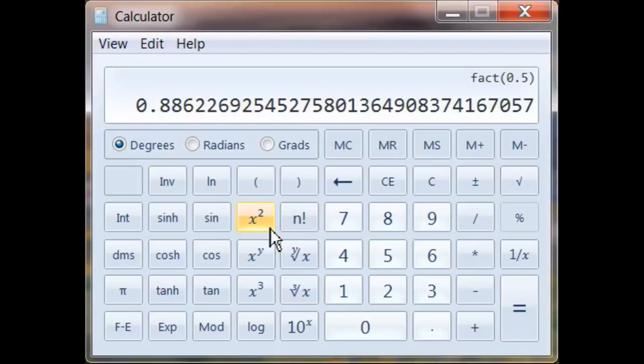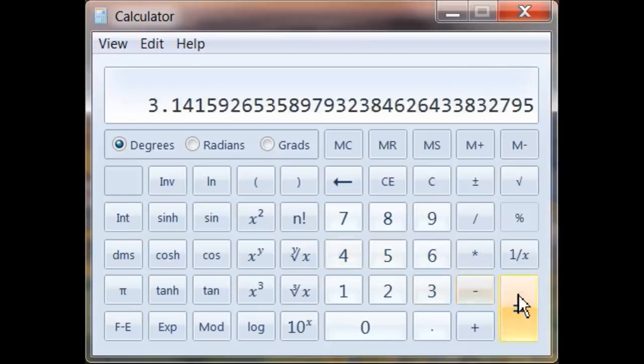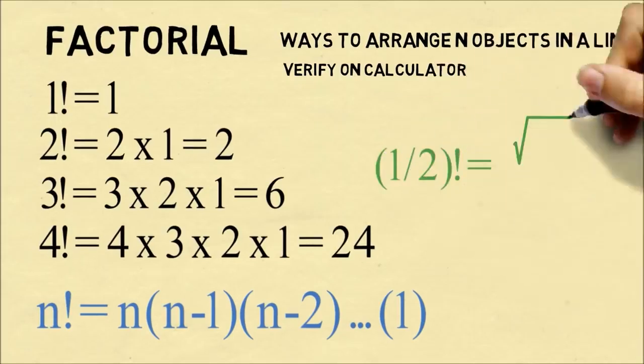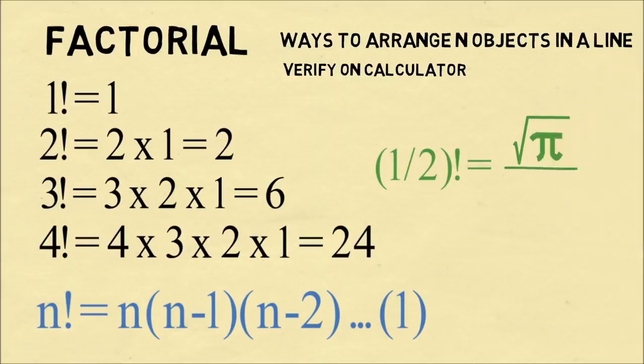Let's say we square the number. And just because I know what the value is, I'm going to multiply it by 4. And we end up with 3.1415. This is something we recognize. This is equal to pi. So quite remarkably, we found out that 1/2 factorial is equal to the square root of pi divided by 2.